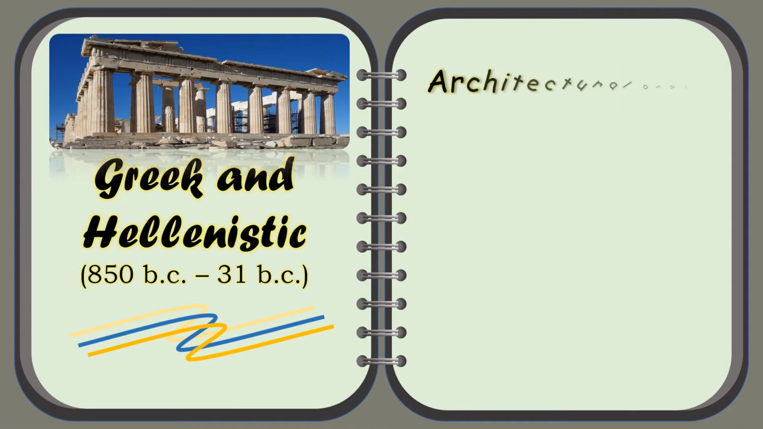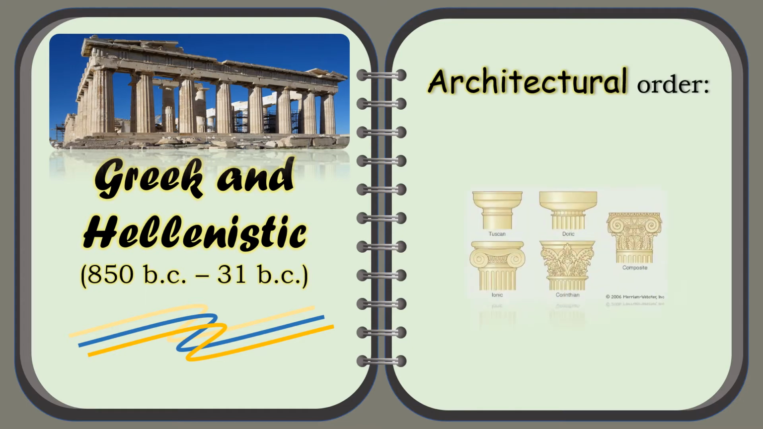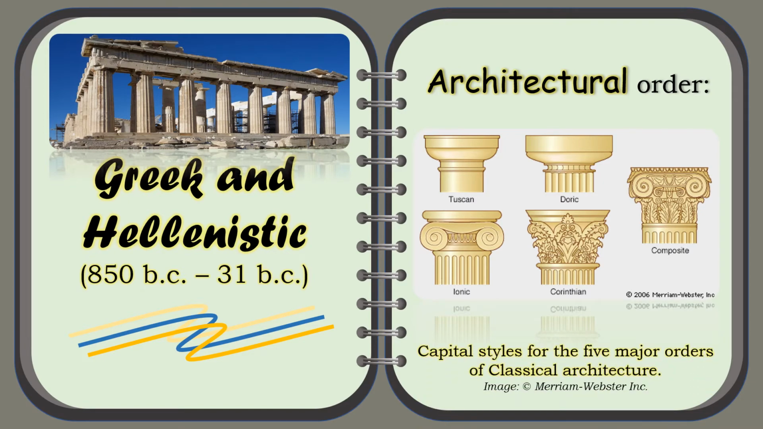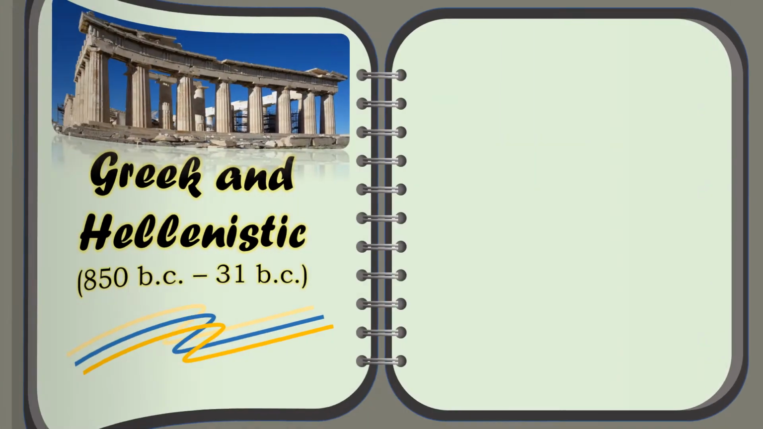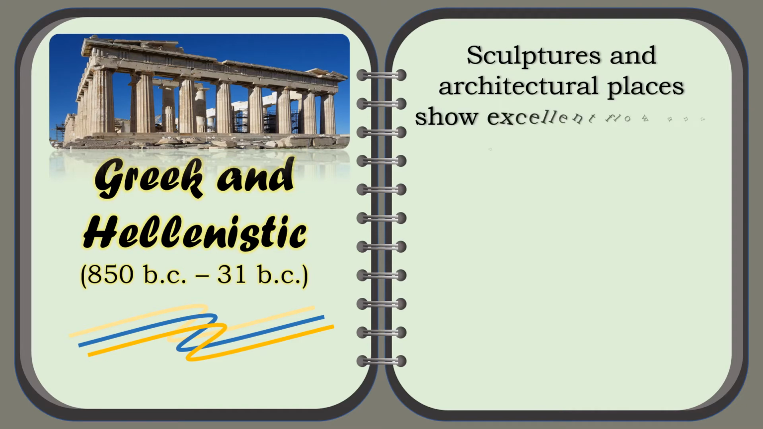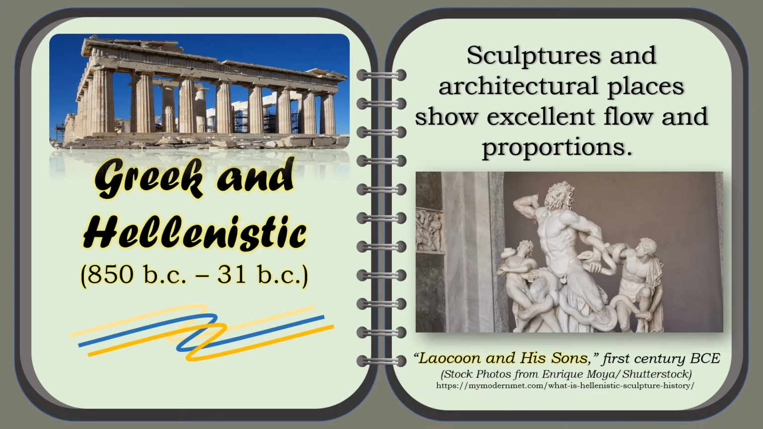The architectural orders: Tuscan, Ionic, Doric, Corinthian, and Composite. They are the capital styles for the 5 major orders of classical architecture. Sculptures and the architectural places show excellent flow and proportions. For example, the Laocoon and his sons, 1st century BCE.